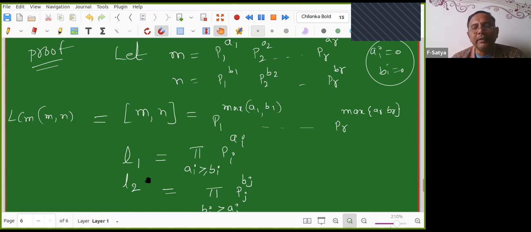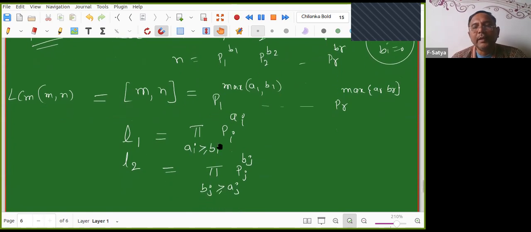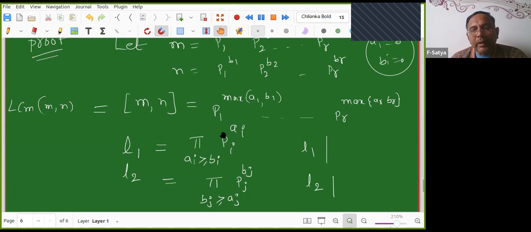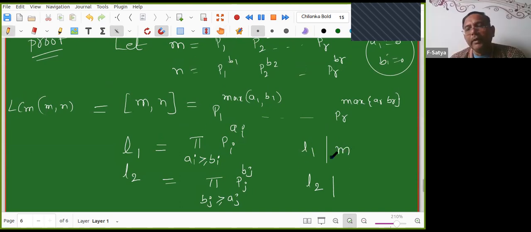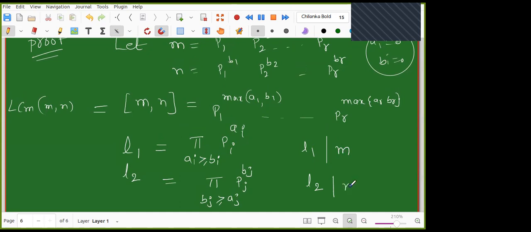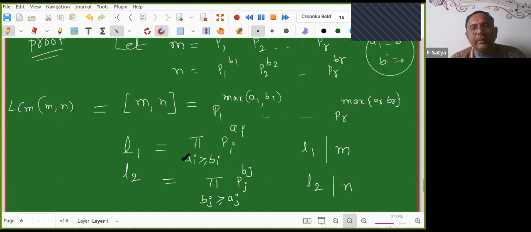So these are non-trivial when one of these BIs is greater than 1. I am asking you these questions to make clear what I constructed here. By definition, L1 divides what, and L2 divides what? I am collecting only those primes where AI is greater than BI. L1 divides M and L2 divides N. Are there any primes common in these two?